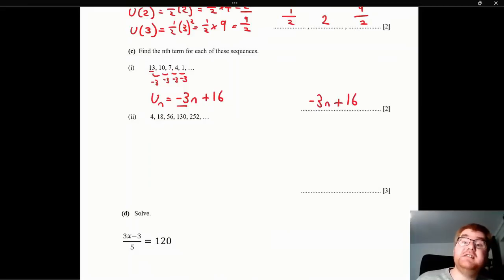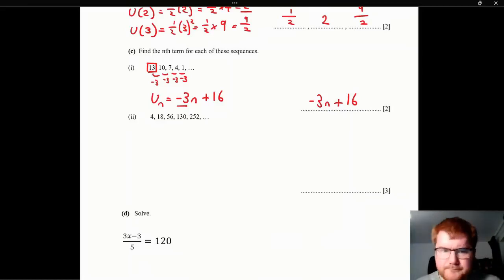How would I check this in the exam? Well, if I put n is equal to 1 here, 16 minus 3 is equal to 13. Okay, I'm getting the correct first term here. Here we approach this in a very similar way.